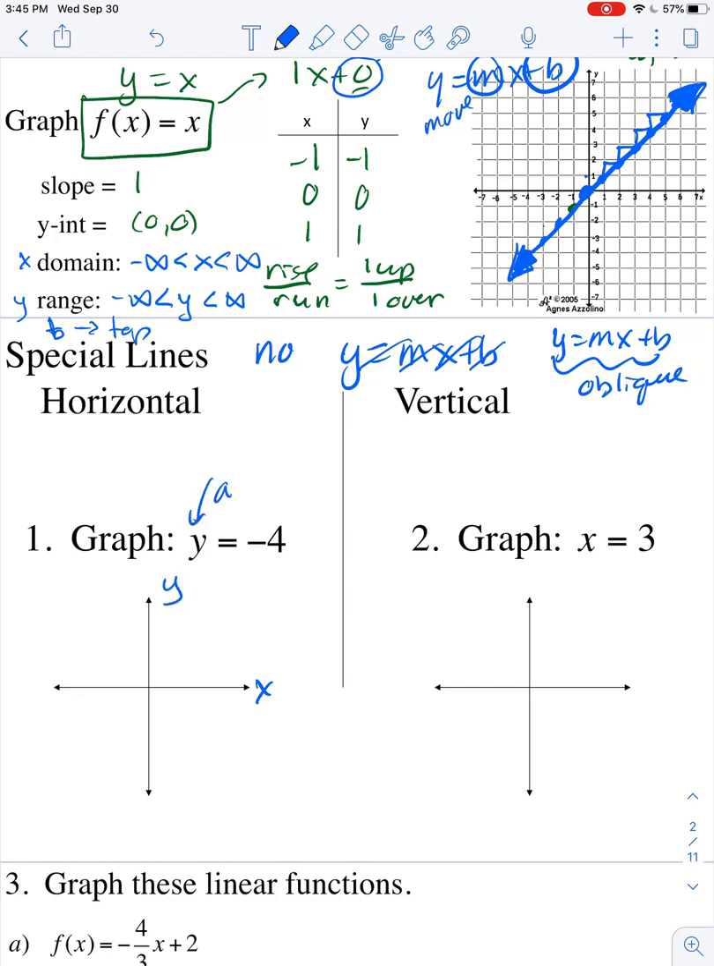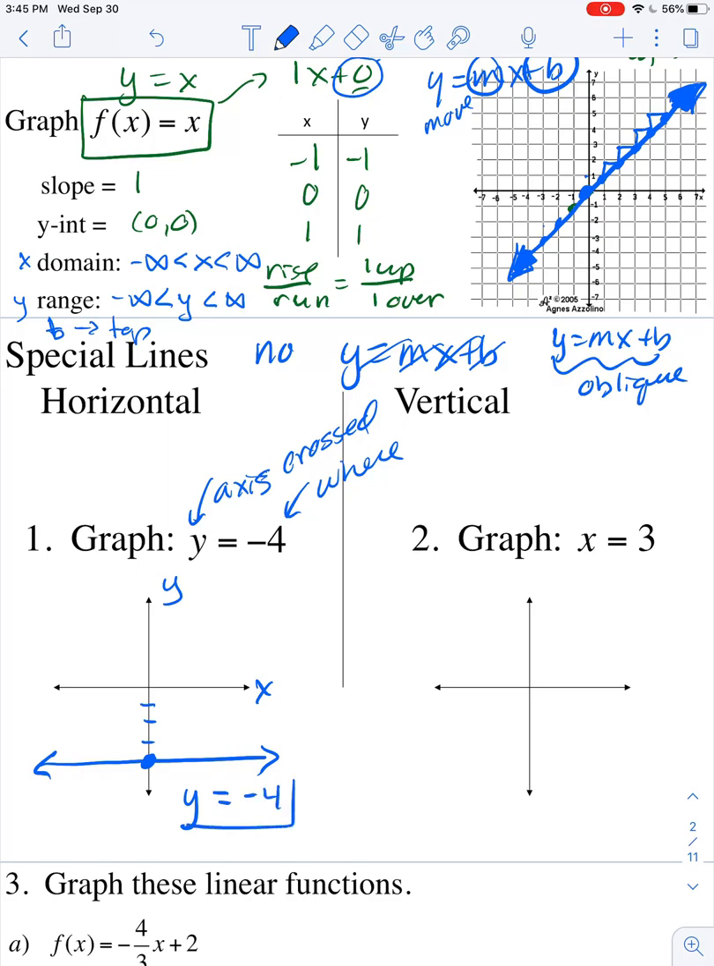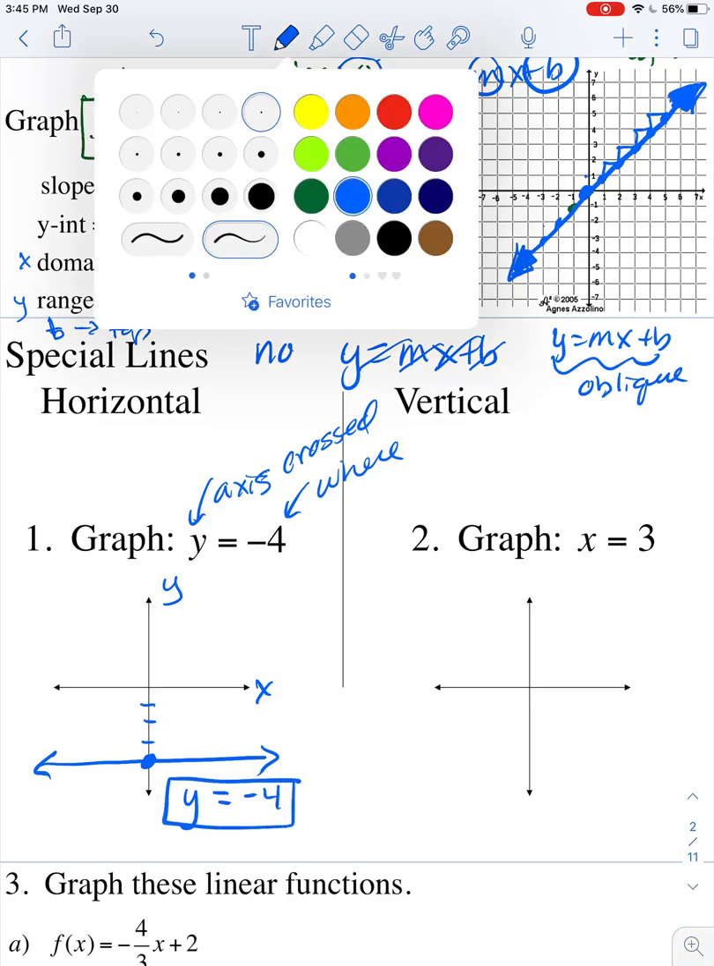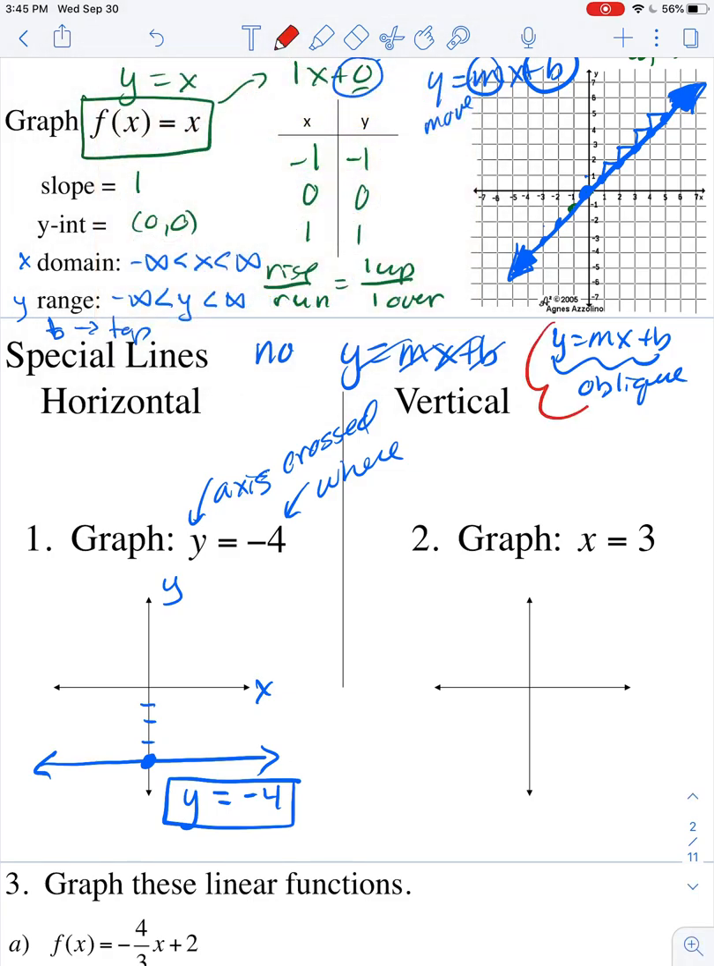So what you're going to see in the equation is the axis that it crosses and where it crosses. So that's going to be the axis crossed, and that is going to be where. Because if you think of a horizontal line, it's going to only cross the y-axis. In this case, at -1, 2, 3, 4, a horizontal line will never cross the x-axis. And so it's always going to have an equation that says I cross the y-axis only at -4, versus these oblique lines which cross both, so you get both an x and a y in your equation.